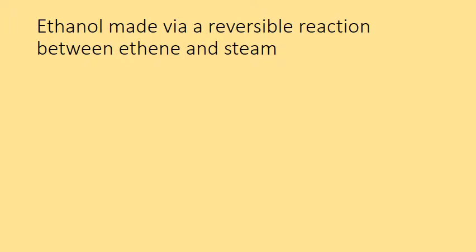We've got some ethene to start with, and we're reacting that with some steam, and that's in equilibrium with the product ethanol. And this reaction happens to be exothermic to the tune of 46 kilojoules per mole.